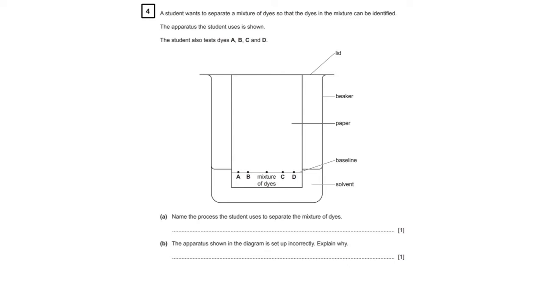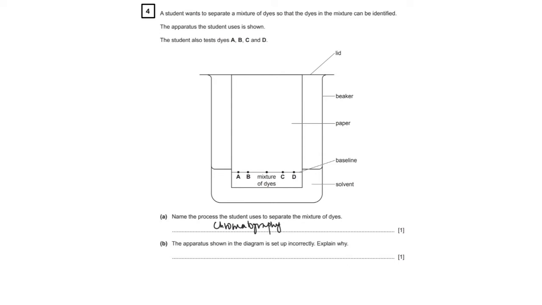Okay. A student wants to separate a mixture of dyes so that the dyes in the mixture can be identified. The apparatus the student uses is shown. The student also tests dyes A, B, and C. Name the process the student uses to separate the mixture of dyes. This process is known as chromatography. I hope you're familiar with it. If you're not, then watch the second video, separation techniques.